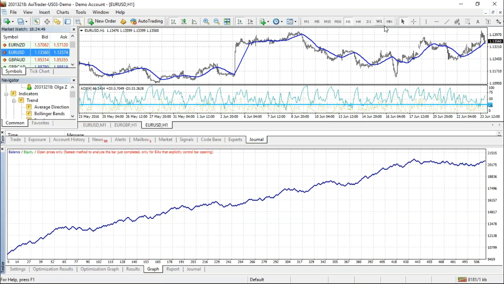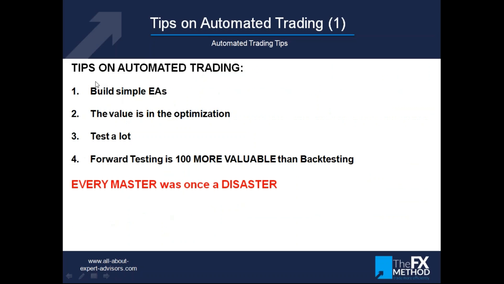So I think it's better if you guys ask me questions regarding this. So build simple systems, learn how to optimize, test a lot, and the next tip, which I consider very, very crucial, is that forward testing is always much more valuable than back testing, because right now it's back testing. We just test the systems against historical data. It may be good, it may be bad, we don't know.